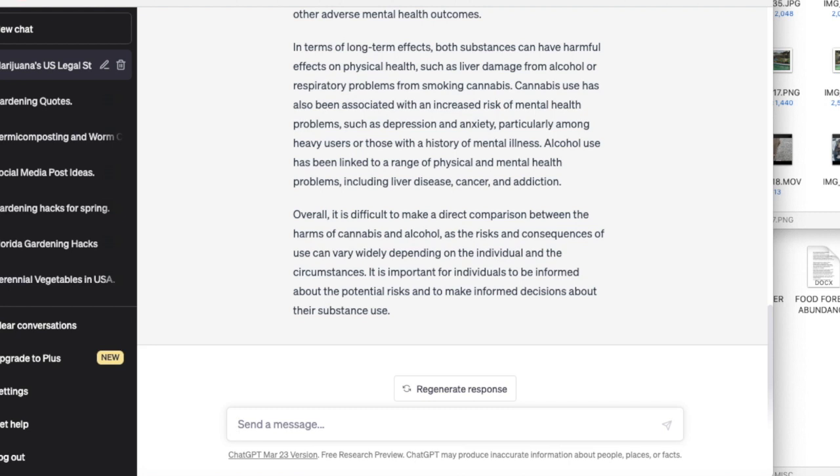So even though it's admitting alcohol is far more harmful than cannabis, it's still lumping them both together, even after the question I asked, which one is more harmful. So let's keep going. How many people have died from cannabis use, smoking or eating it? All right, let's see how it responded.